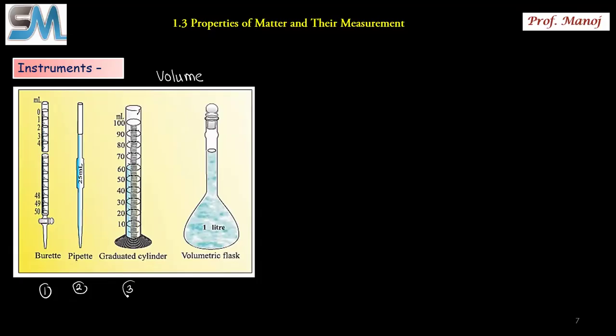Third one is graduated cylinder, where you can see measurements of different volumes are written. There is another one called volumetric flask. This instrument is used if you want to measure a fixed particular volume. For example, on this diagram, you can see there is 1 liter written. So this only will measure 1 liter directly, not less, not more.